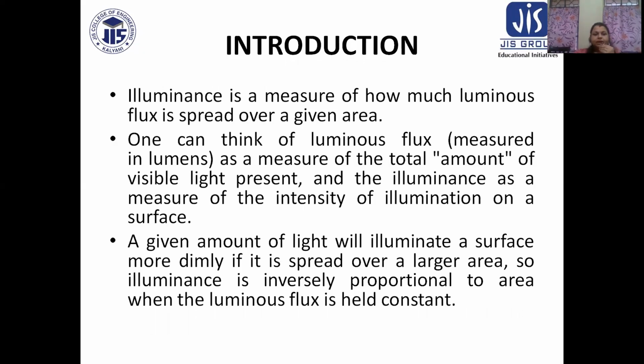Introduction. Illuminance is a measure of how much luminous flux is spread over a given area. One can think of luminous flux measured in lumens as a measure of the total amount of visible light present and the illuminance as a measure of the intensity of illumination on a surface. Now, what is illumination? Illumination is a property by which the human eye can recognize any object by its characteristics, like its shape, its color, etc.